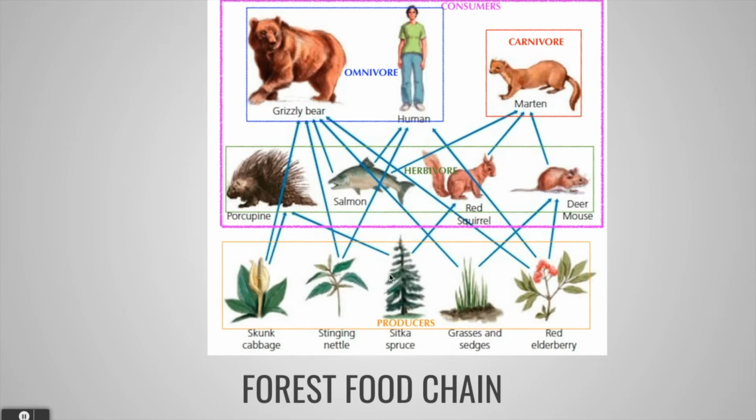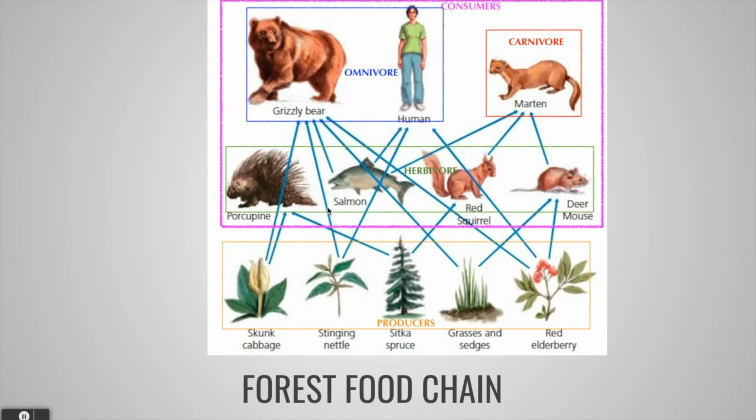Now let's take a close look at all the roles that these different levels in this food chain play. At the bottom of the food chain, we have producers. Producers are all types of plants. Producers are those organisms that don't need to eat other organisms for energy. They are able to use light from the sun to produce their own sugars for energy.